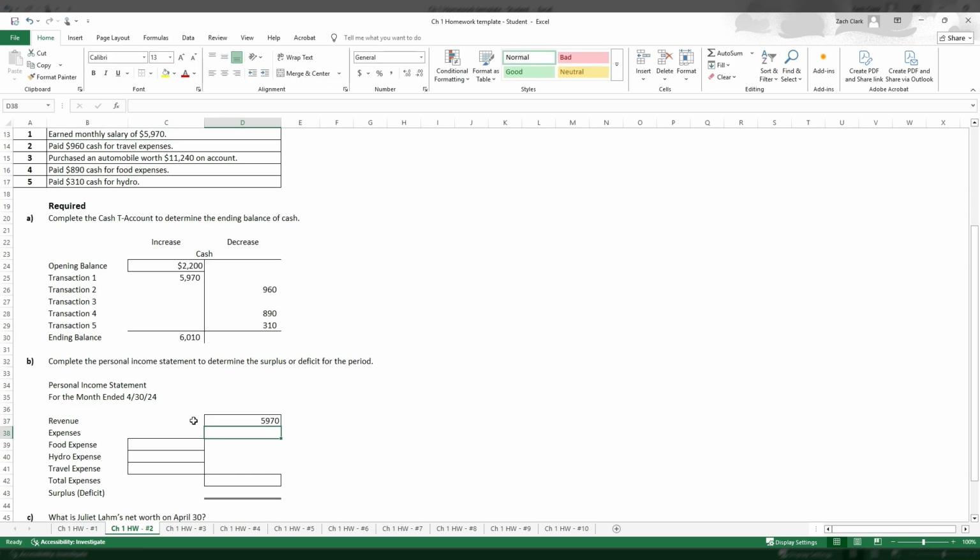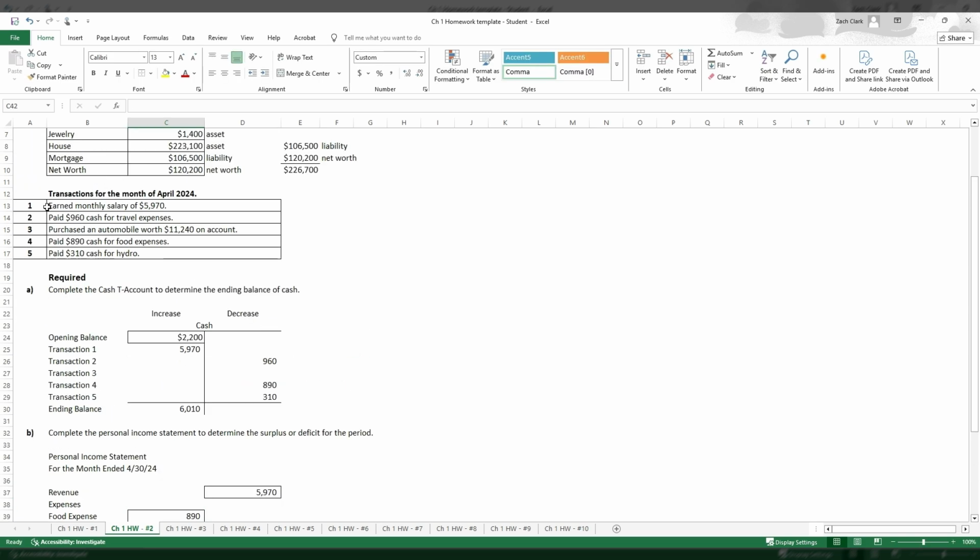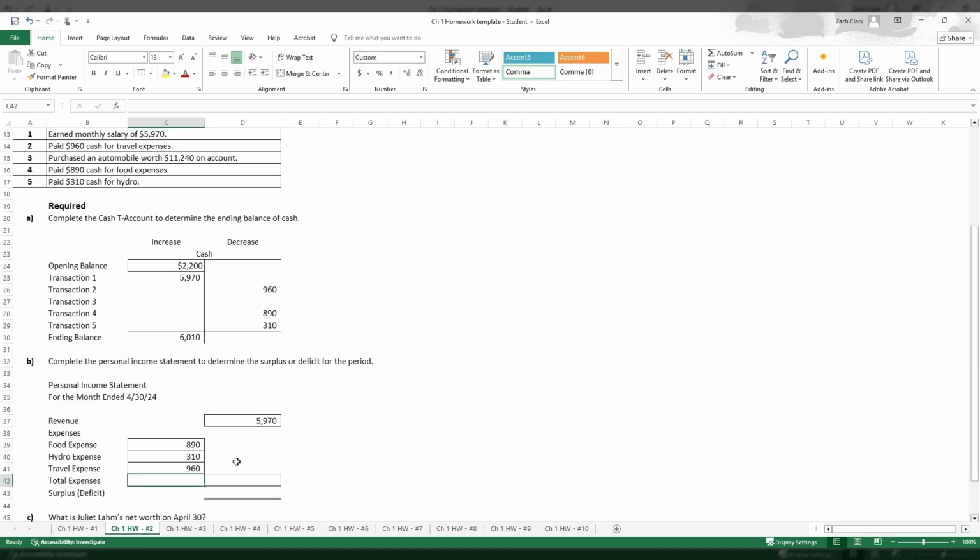So we'll put that in. Again, I'm going to do some formatting there. We'll click the accounting format, no decimal showing. So we had earnings of revenues of $5,970, and then we had these expenses we incurred. So we had, for food, $890. Hydro, $310. Travel expense is $960. So those are all listed above here in the transaction detail.